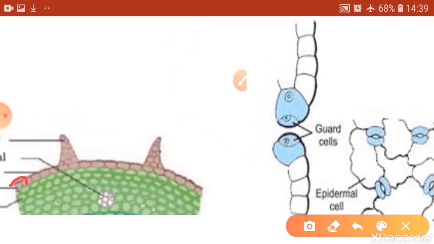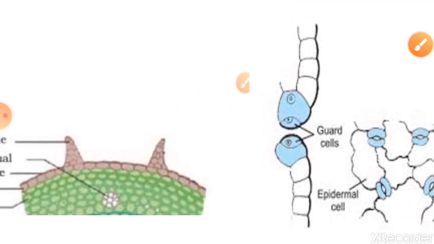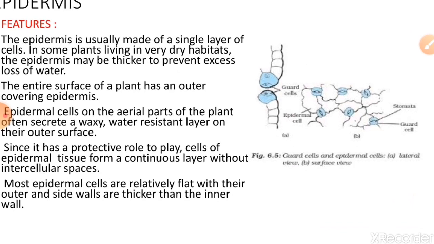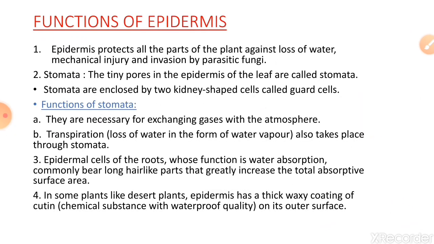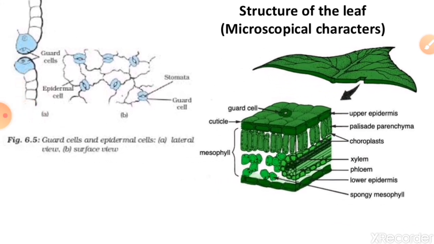In this diagram also the same thing, inner wall is thinner, right? Now the epidermis, apart from providing protection, it also has certain other functions in different regions of the plants. The epidermis is modified to perform different functions. So let us study the important functions of epidermis apart from protection.